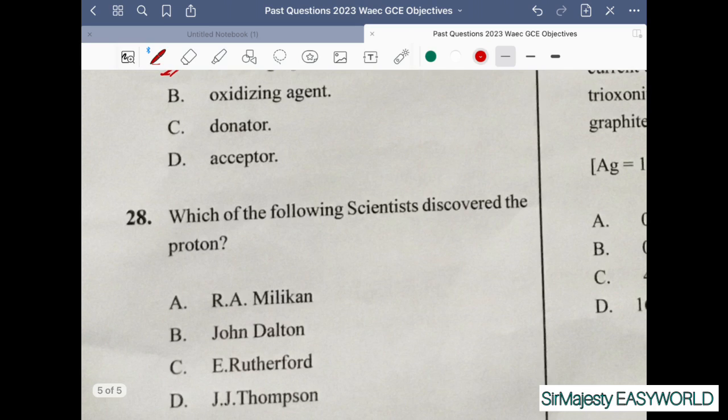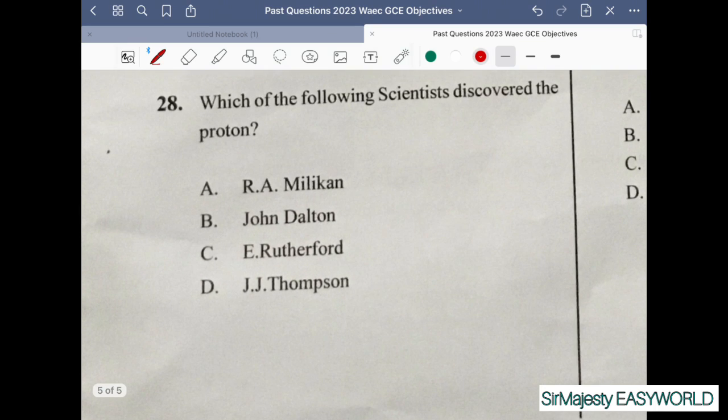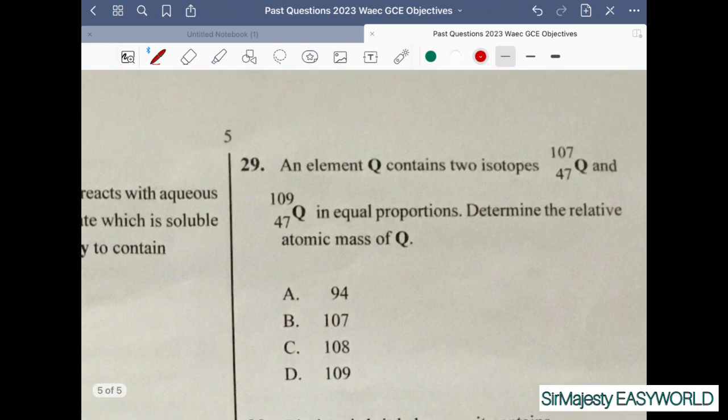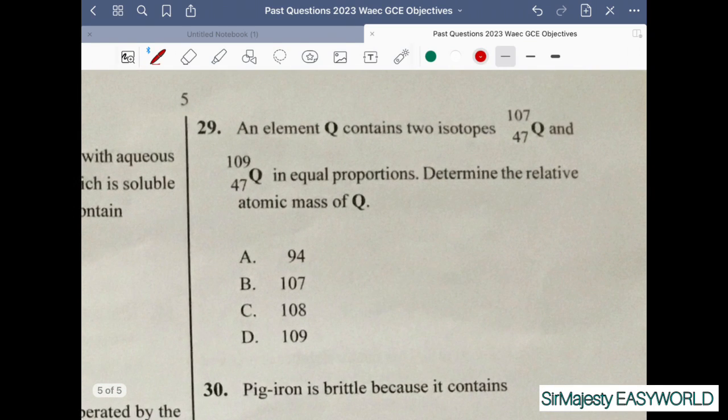Okay? Then 28 says, which of the following scientists discovered the protons? Protons were discovered by Ernest Rutherford. Some of your textbooks say it's J.J. Thomson, but that's wrong. Ernest Rutherford discovered the protons from the Geiger-Marsden alpha scattering experiment. He was able to know that there is existence of a proton. Okay, and he proposed the miniature solar system as a model to represent an atom.